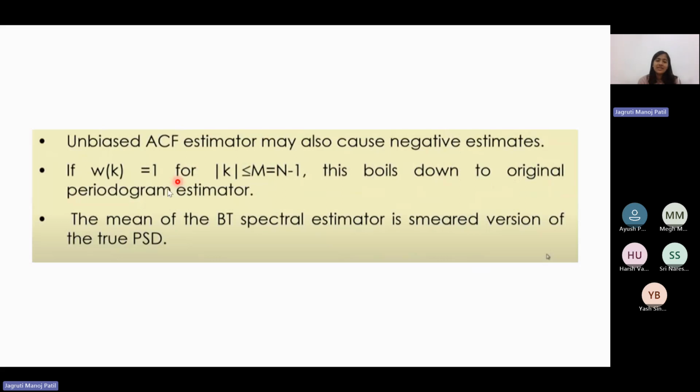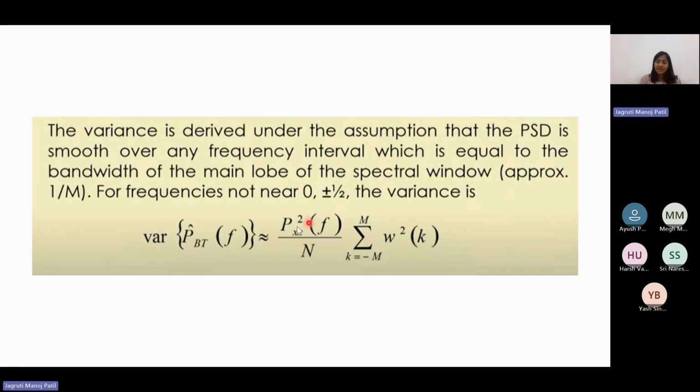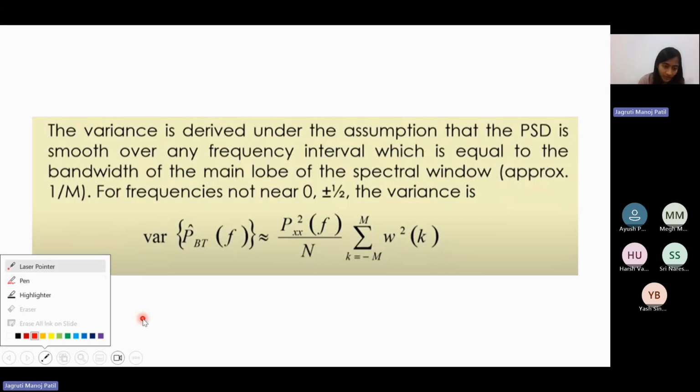But what they saw is that the mean value of this Blackman-Tukey spectral estimator is a smeared version of our true PSD. The variance is similarly the square of the weighted function times the power spectral density, divided by the total number of points. What we see here is how we smooth over any frequency, which is equal to the bandwidth of the main lobe. I hope you all remember what bandwidth was, the negative 3 dB point.